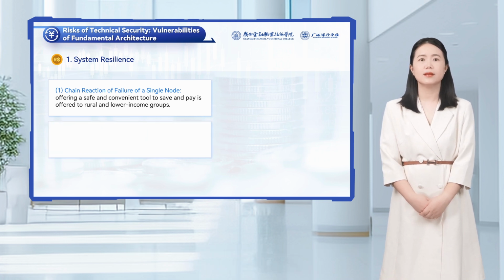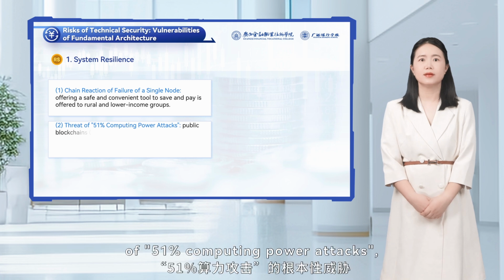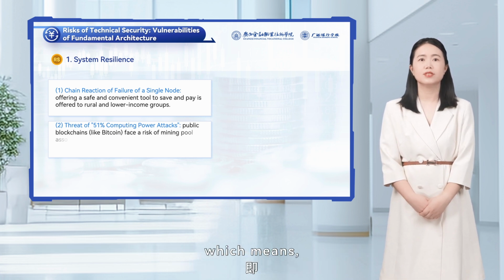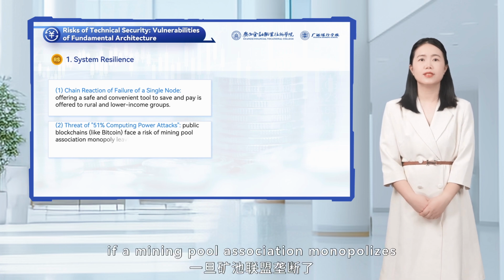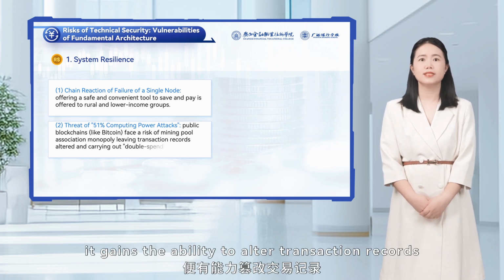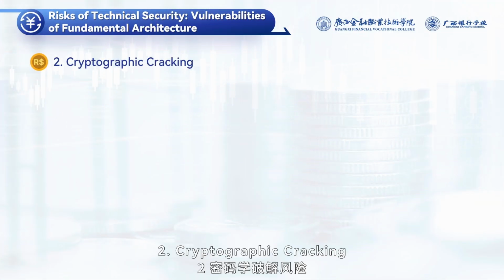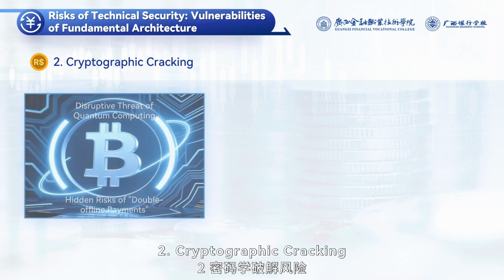For another, public blockchains like Bitcoin face a fundamental threat of 51% computing power attacks, which means if a mining pool association monopolizes the majority of the computing power, it gains the ability to alter transaction records and carry out double spending attacks.